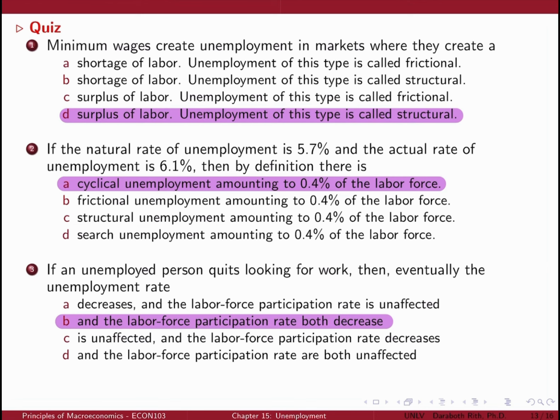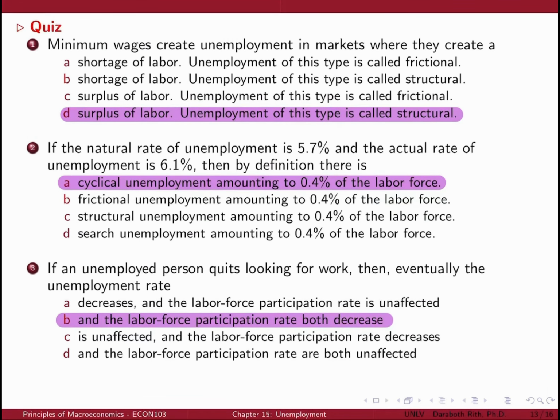Unemployment can occur because of minimum wage laws. When the minimum wage is set above the equilibrium wage in the labor market, a surplus of labor results. This means more people are willing to work at a higher wage than there are jobs available, leading to unemployment. While minimum wage laws contribute to unemployment, they affect only a small percentage of the labor force and can cause structural unemployment in specific segments of the market. Thus, the answer is D, surplus of labor. Unemployment of this type is called structural.